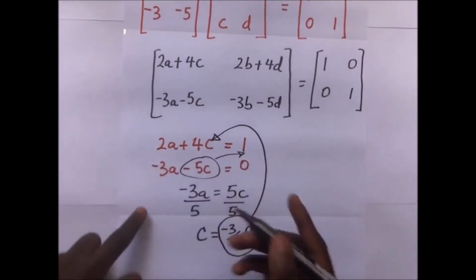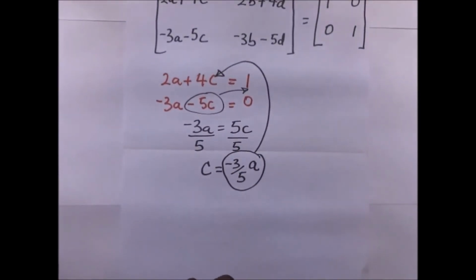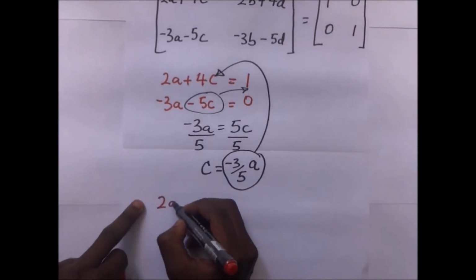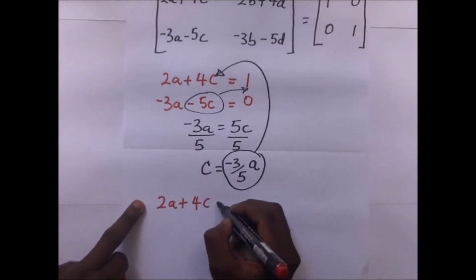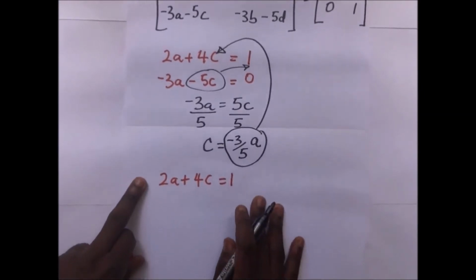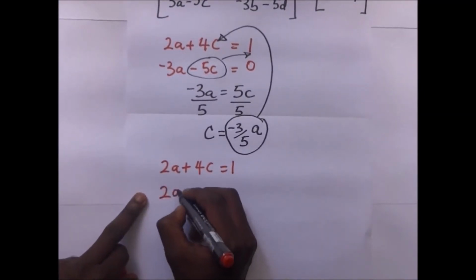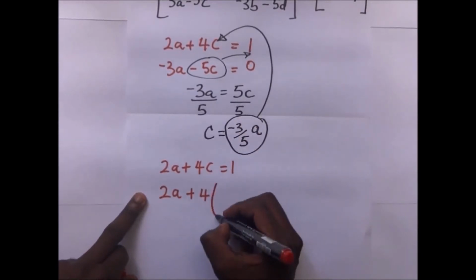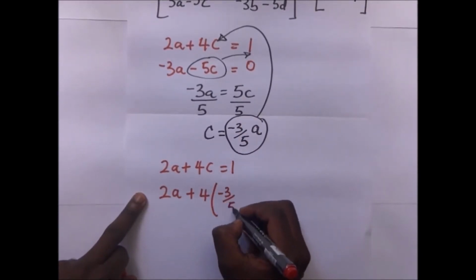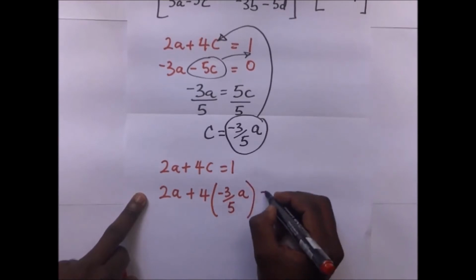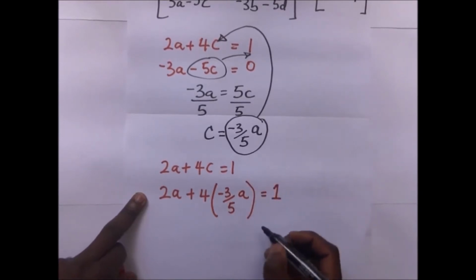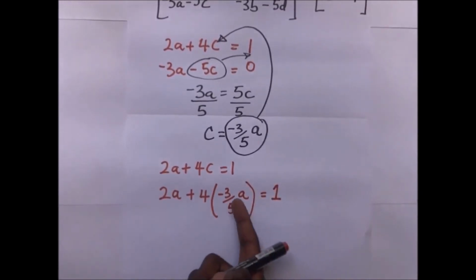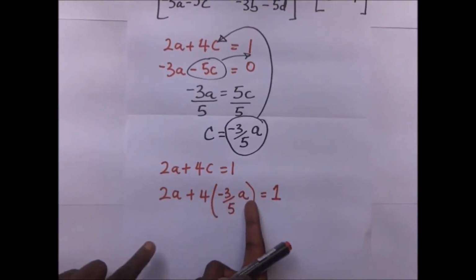So it means our first equation is going to become this. Our first equation, which was originally 2A plus 4C is equal to 1, is going to become 2A plus 4 times negative 3 over 5A is equal to 1, now that our value of C is this one. And so the rest is math. We now work out and try to get the value of A.